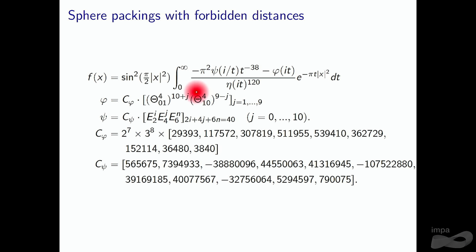This psi and this phi are given in this way here. Here you have the basis vectors of the corresponding space of modular forms, and this C phi and C psi are the matrices of coefficients that you are going to multiply these basis vectors by to construct your functions. Okay, so using this function and the version of the Cohn-Elkies linear programming bound that we proved for this problem, it proves the theorem.